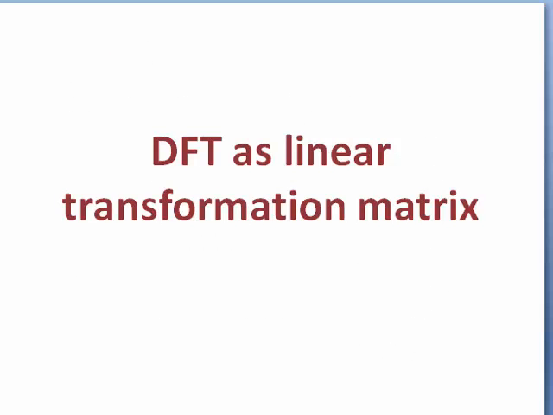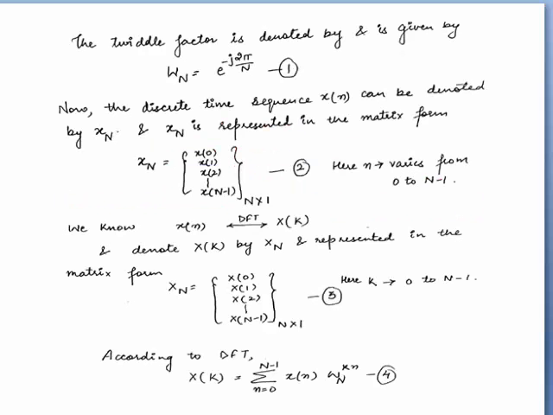Now our next topic is DFT as linear transformation matrix. So we know the twiddle factor, denoted by W_N for the N-point DFT, is equal to e raised to power minus j 2 pi by N. That is equation number 1.